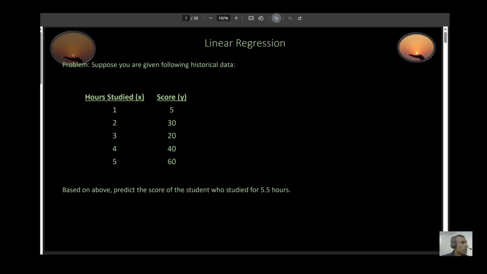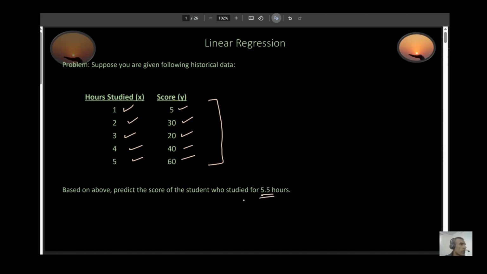Problem statement. Suppose you're given the following historical data of a student. This student studied for 1 hour, and his score was 5. He studied for 2 hours, and his score was 30. When he studied for 3 hours, his score was 20; for 4, 40; for 5, 60. So based on this data, predict the score of the student who studied for 5.5 hours.